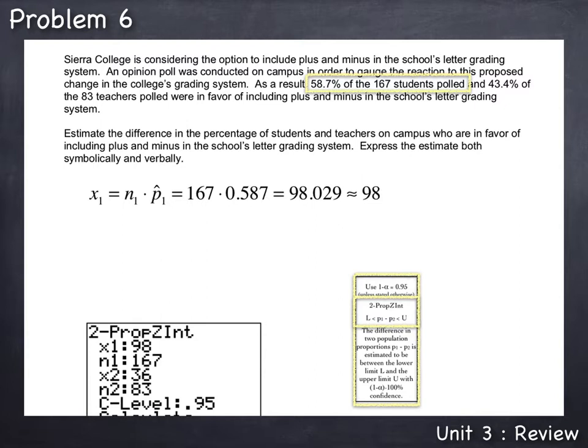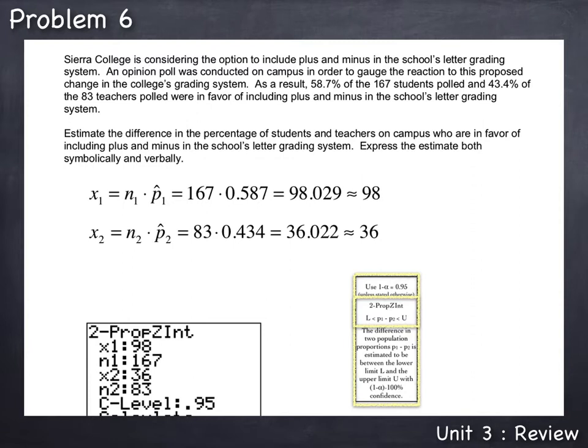Same thing is true for the teachers. Here we're just told the percentage of teachers who are in favor and the total number of teachers who are sampled. We're not given x2, the actual number of teachers who are in favor of plus or minus grading. So we need to do the same thing and calculate for ourselves x2, the number of teachers who are in favor, by taking n2, the total number of teachers, times p2 hat, the proportion of teachers in the sample.